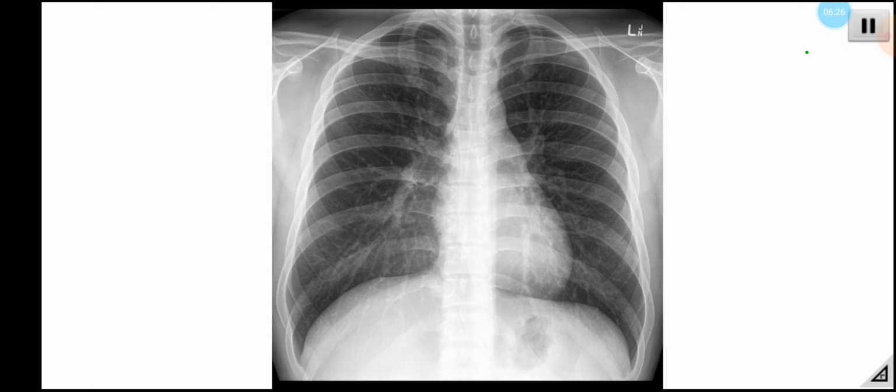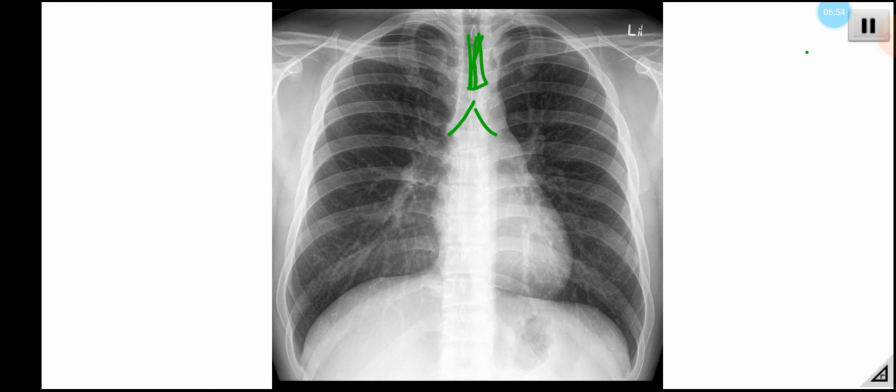Normally when I see an X-ray, I start from the trachea, and I see whether the trachea is central or not. Here you can see the trachea is central. In most X-rays, it is slightly on the right side. That is a normal thing. You can see that the trachea is bifurcating into the right bronchus and the left bronchus. So you have seen the trachea.